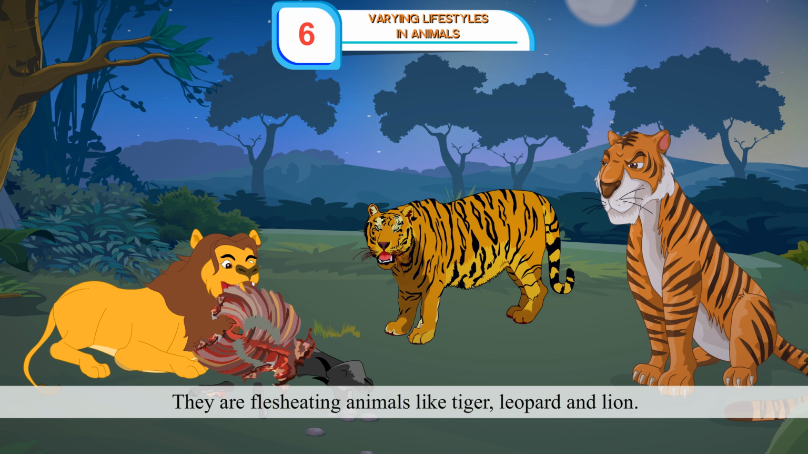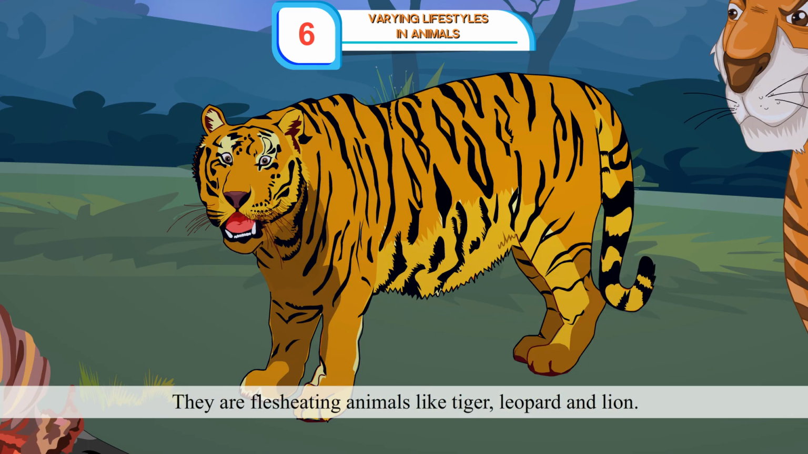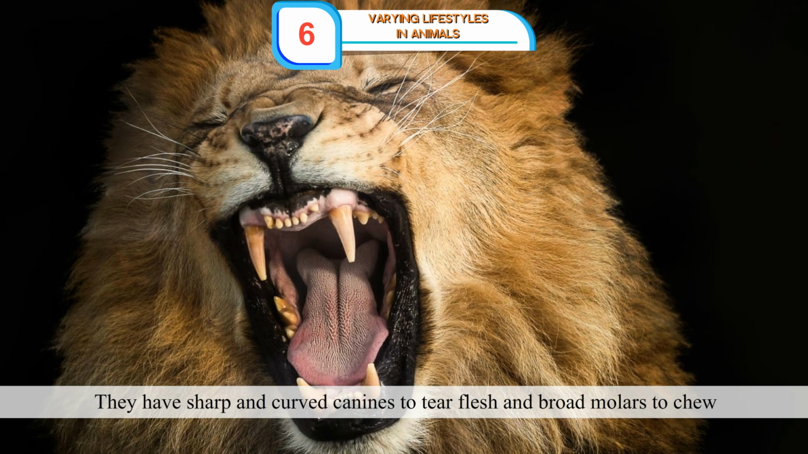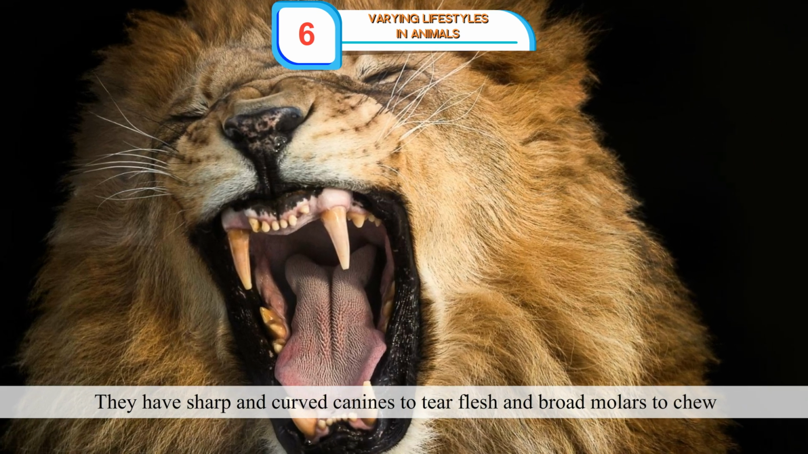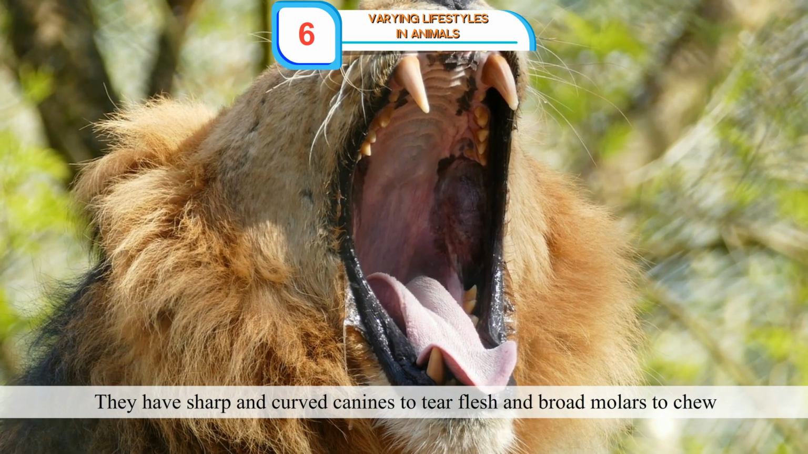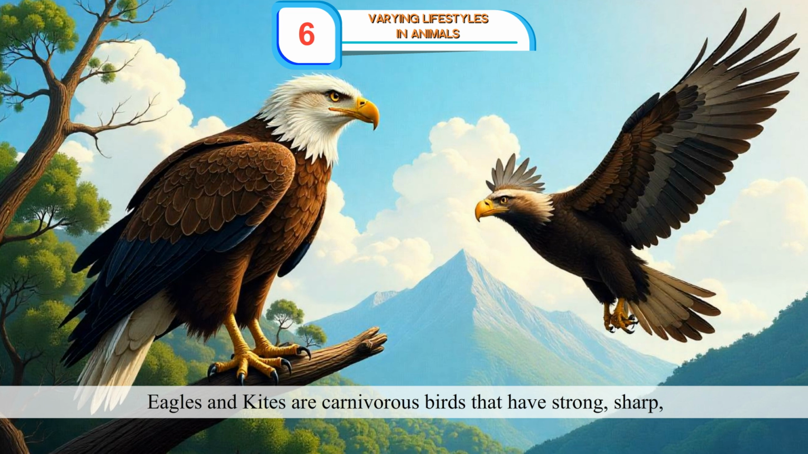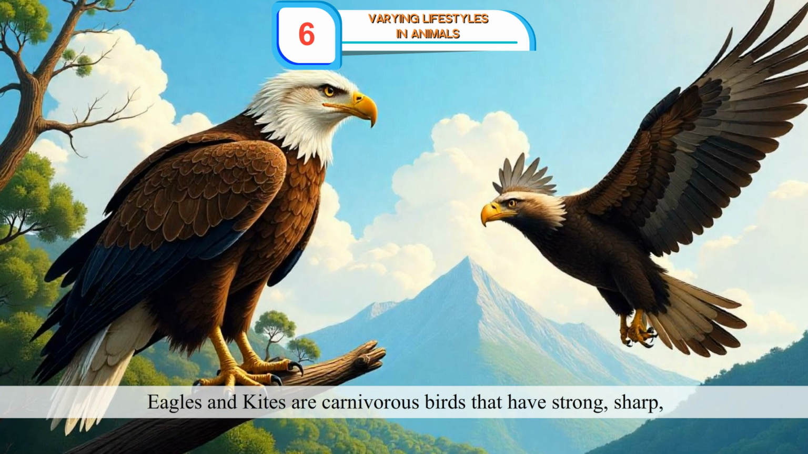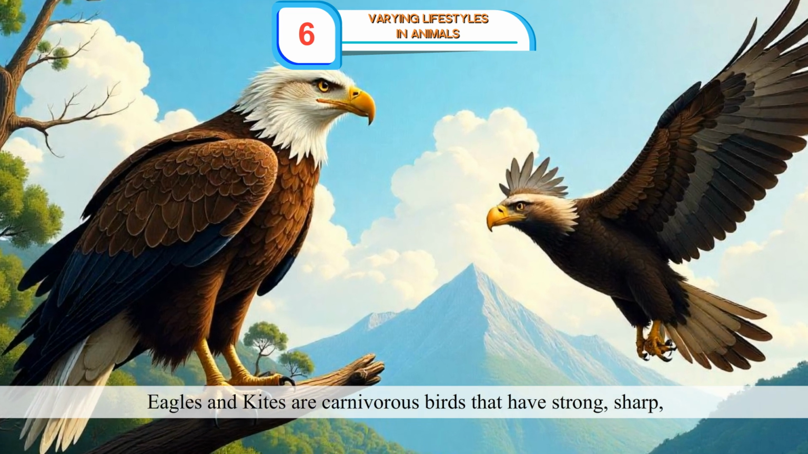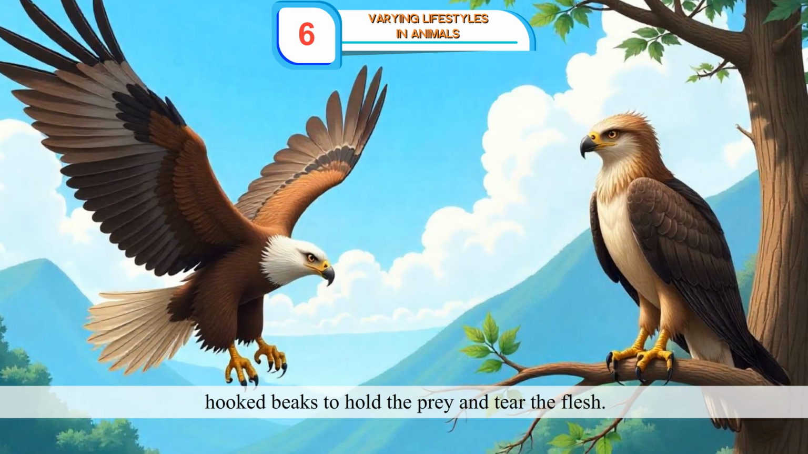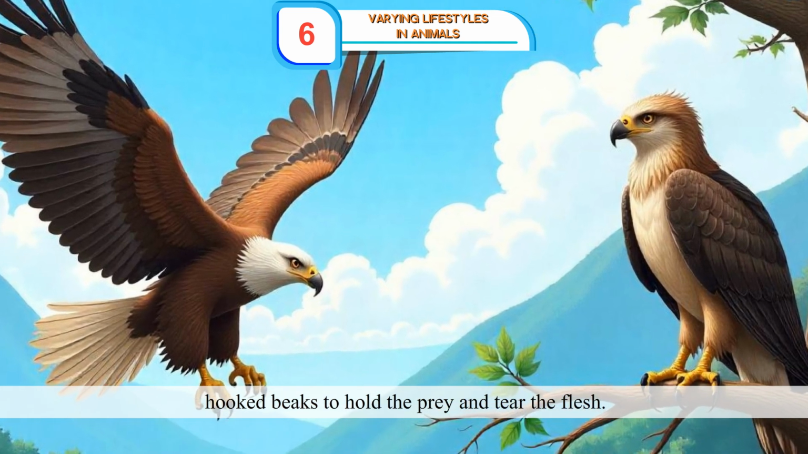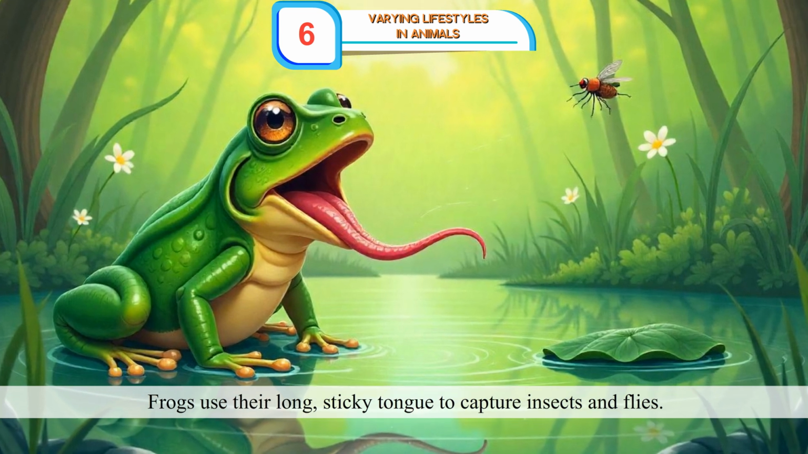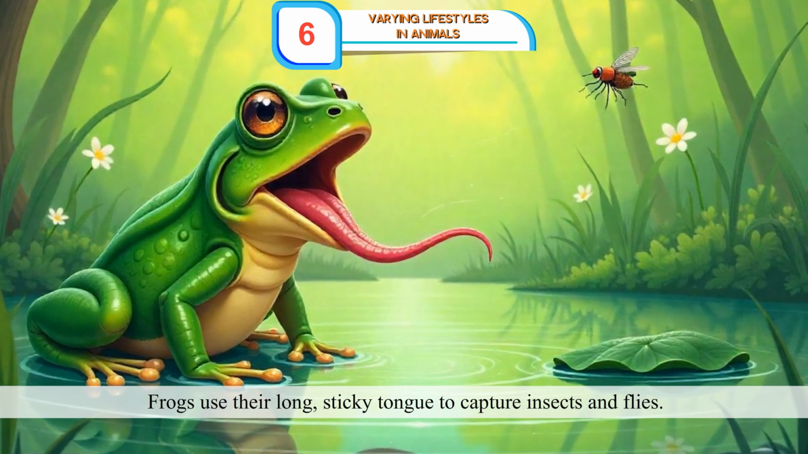Carnivores. They are flesh-eating animals like tiger, leopard, and lion. They have sharp and curved canines to tear flesh and broad molars to chew and grind bones. Eagles and kites are carnivorous birds that have strong sharp hook beaks to hold the prey and tear the flesh. Frogs use their long sticky tongue to capture insects and flies.